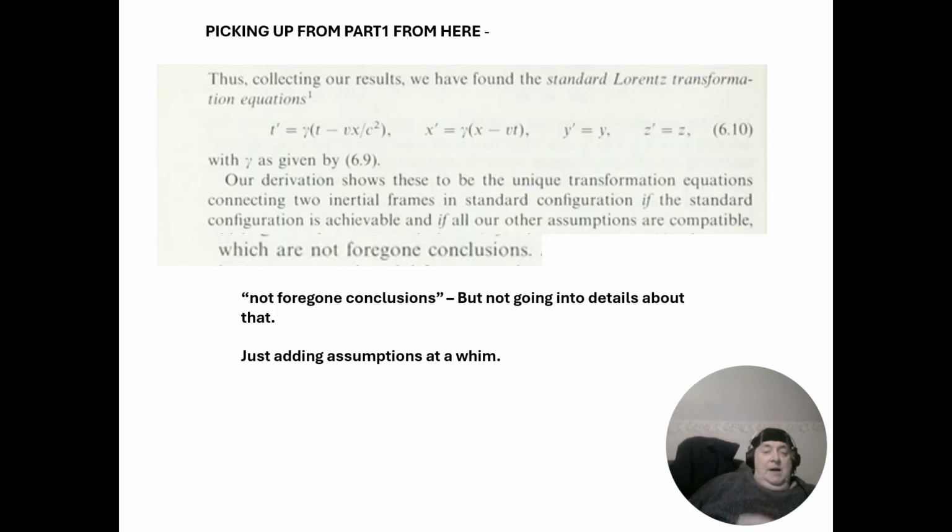And so I'm picking up from part 1 here, and this is what you got from part 1. It's given the Lorentz transformation equations, and hopefully you can understand what those equations are. And it's saying it's not a foregone conclusion, but I'll go into details about that, just adding assumptions at a whim when it does that.